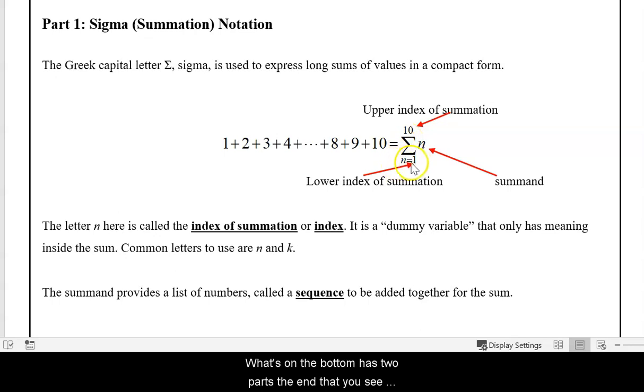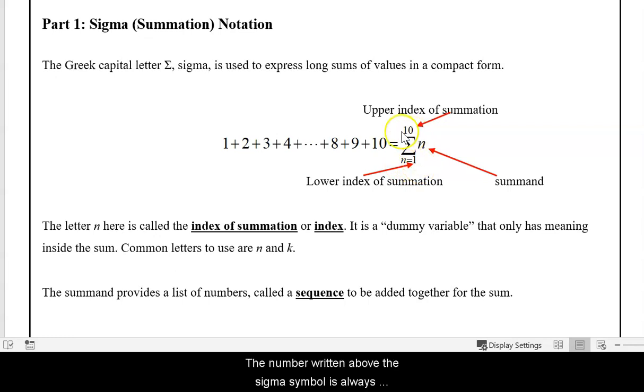What's on the bottom has two parts. The n that you see here, the lowercase letter n, represents what's called the index of summation. The 1 is the lower index of summation, or the lower limit of summation. It tells us that we want to start when n is equal to 1.